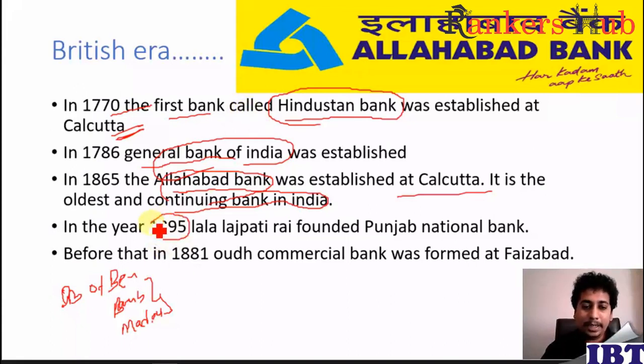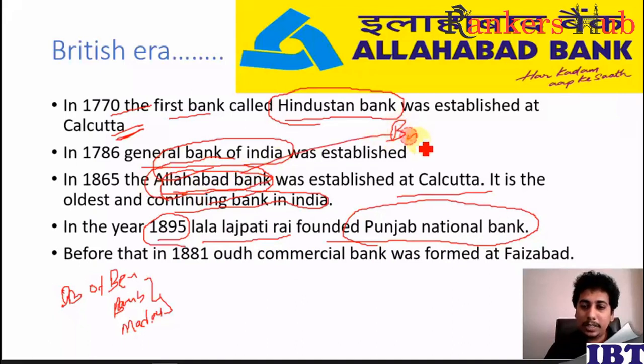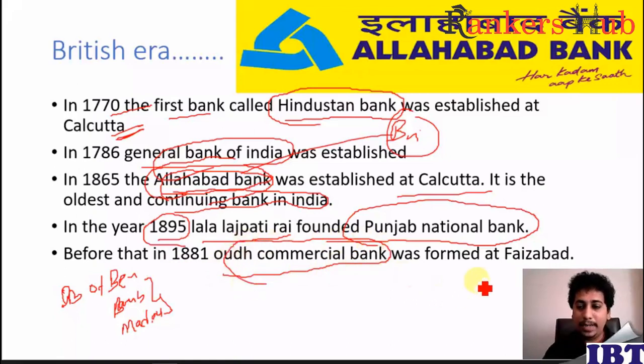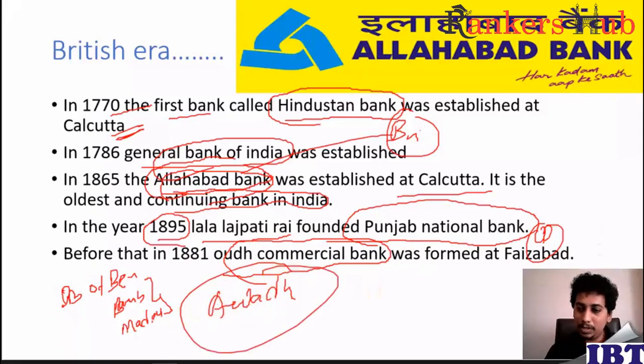Then in the year 1895, Lala Lajpat Rai founded Punjab National Bank. To remember, Allahabad Bank, established in 1865, is also established by the Britishers. But the first bank in India that is established by an Indian is known as Punjab National Bank, that got established in the year 1895. But before that, Audh Commercial Bank was established at Faizabad in the state of Uttar Pradesh. Clear? It is also known as Awadh Commercial Bank, which is also prevalent right now.